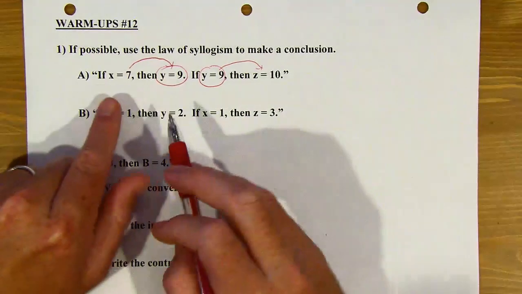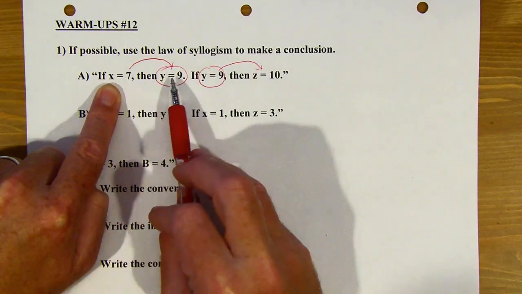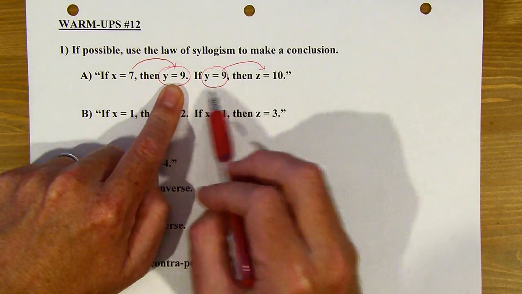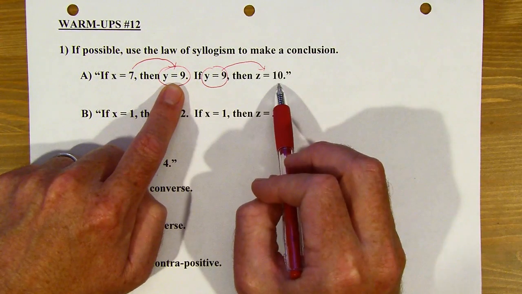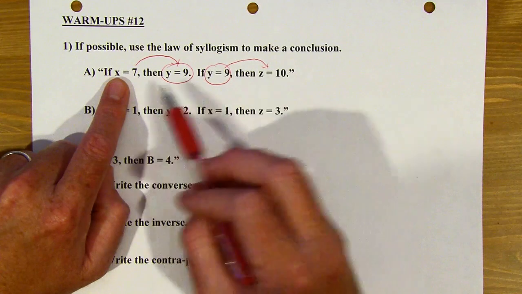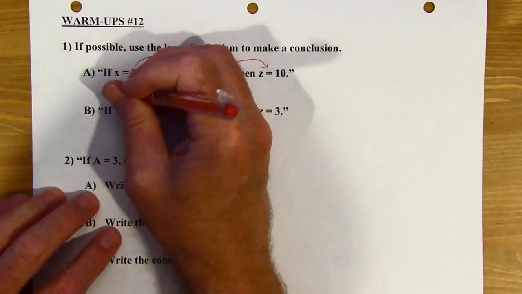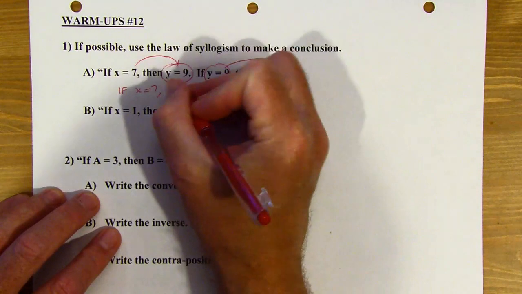So let's think about this as a story. This would come at the beginning of my story, right? That leads to y equaling 9, which is kind of the middle of my story. That matches up over here. And the end of the story would be z equaling 10. So the beginning of the story is going to lead to the end of the story. So that means if x equals 7, then z is going to equal 10.